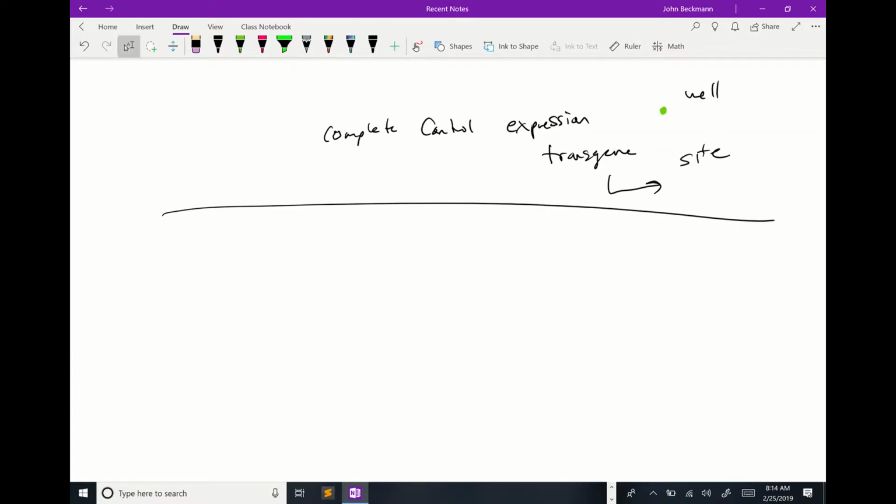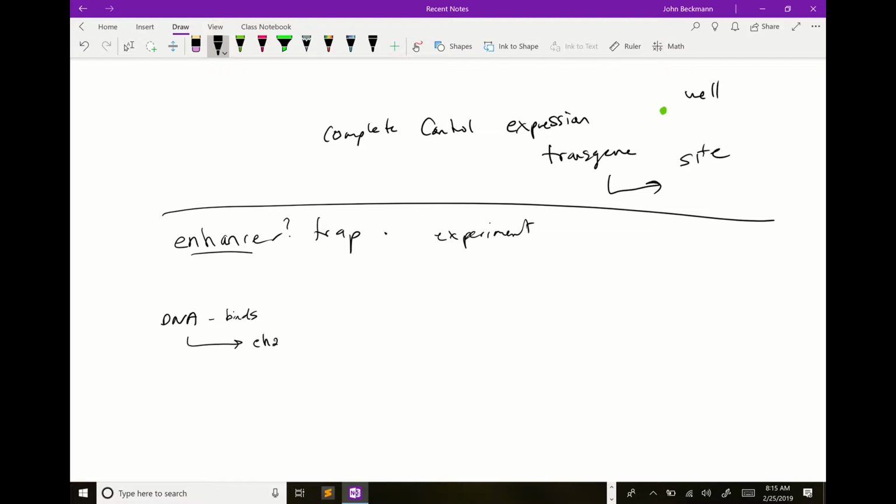So let's talk about a couple of these different strategies. Let's talk about the enhancer trap. This is a type of experiment. What is an enhancer? Yeah, it's a region that will enhance transcription. And does it have to be close or far away, or where do you find these? You can find them downstream, you can find them upstream.